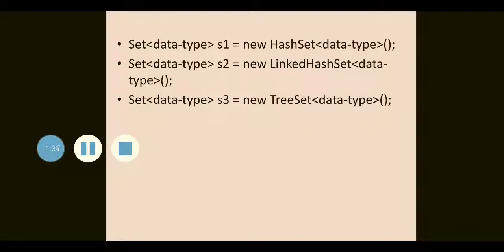In order to instantiate the set, set data type object name equal to new hash set of, or linked hash set, or tree set. These are all the implementation classes of the interface set. That is, the hash set, linked hash set, and tree set are the implementation classes of the interface set.